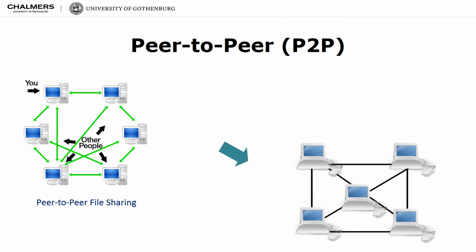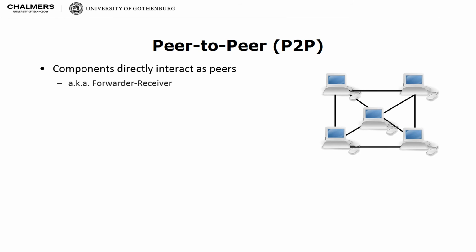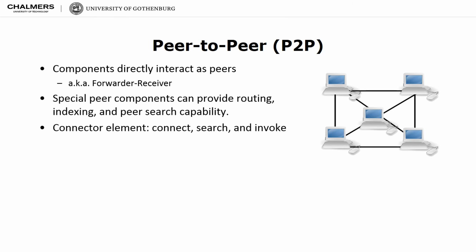Peers first connect to peer-to-peer network on which they discover other peers they can interact with, and then initiate actions to achieve their computation by cooperating with other peers by requesting services. Therefore, the style consists of component elements which are independent peers running on a network node. Special peer components can provide routing, indexing, and peer search capability. A connector element is used to connect to the peer network, search for other peers, and invoke services from other peers.